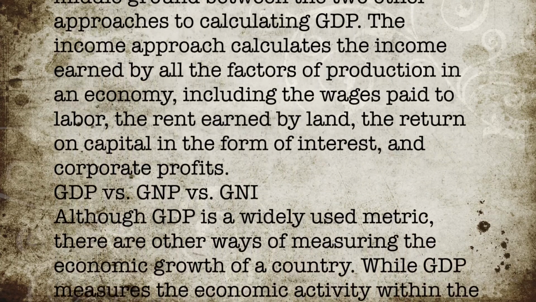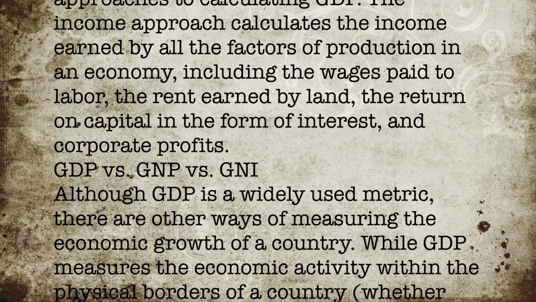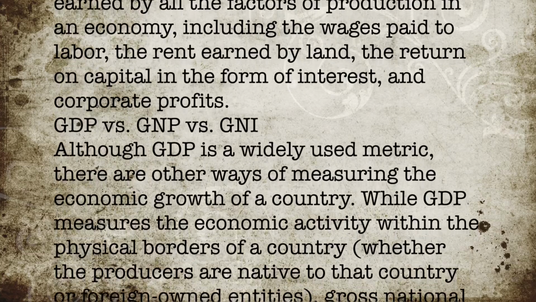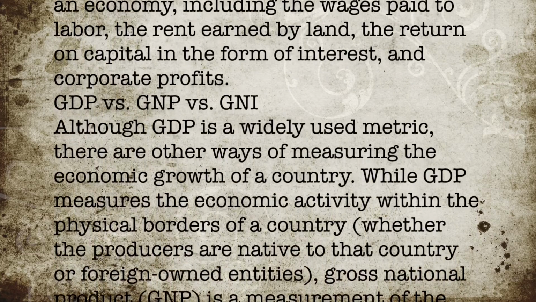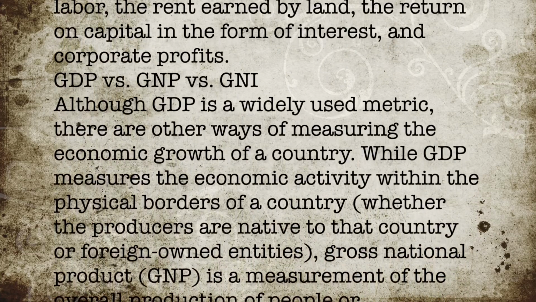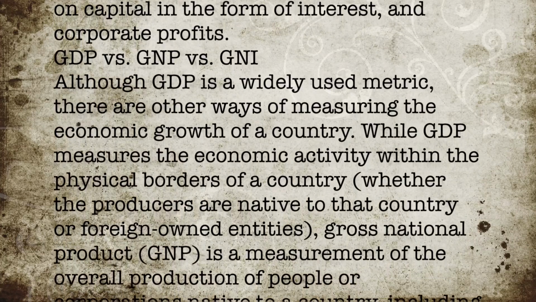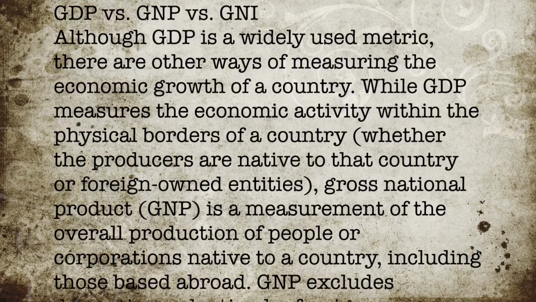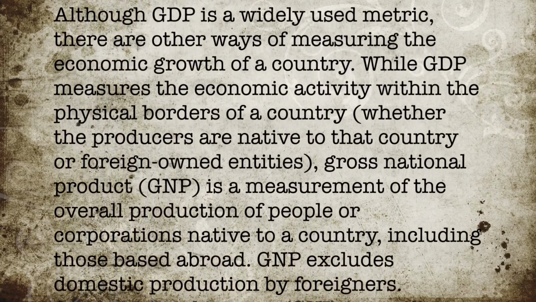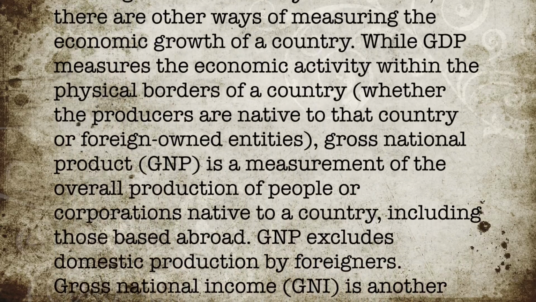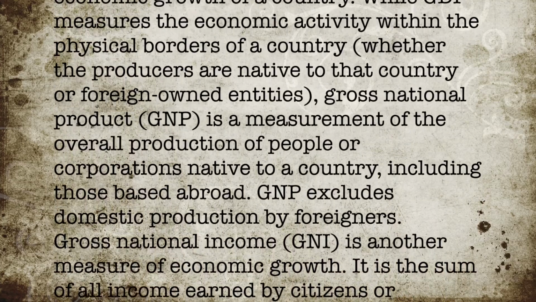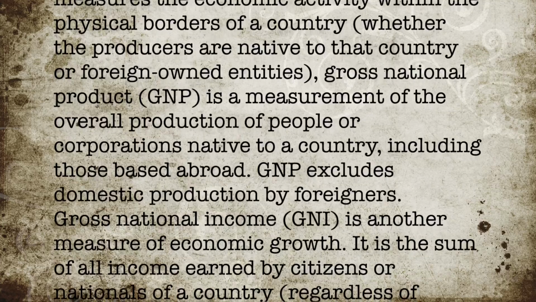Although GDP is a widely used metric, there are other ways of measuring the economic growth of a country. While GDP measures the economic activity within the physical borders of a country, whether the producers are native to that country or foreign-owned entities, gross national product is a measurement of the overall production of people or corporations native to a country, including those based abroad. GNP excludes domestic production by foreigners.